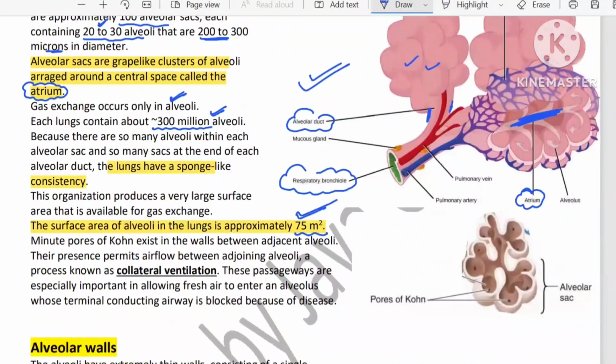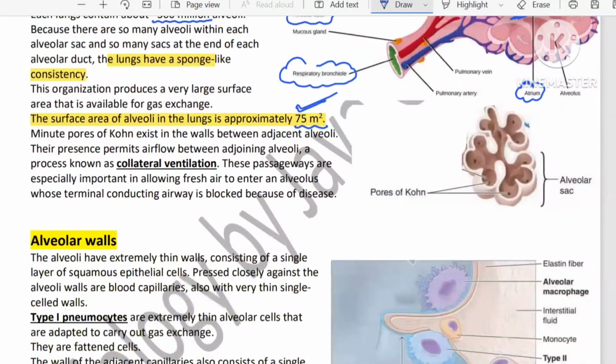And if you see the diagram carefully, in between the alveoli, you are finding this is the pore of Kohn. Okay, you can see these are pores of Kohn, and these are present between adjacent alveoli, which allow airflow between the adjoining alveoli. This process is known as collateral ventilation. And this is important to allow fresh air to enter the alveoli whose terminal conducting pathway is blocked.